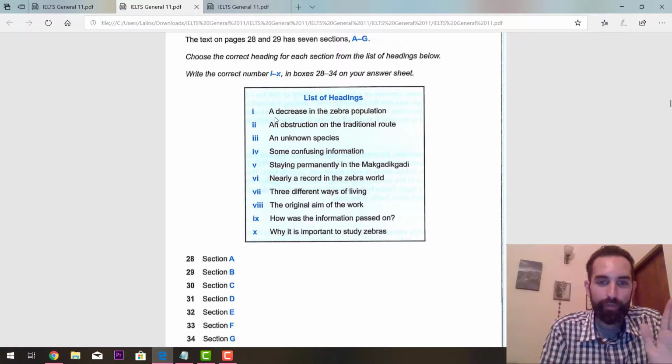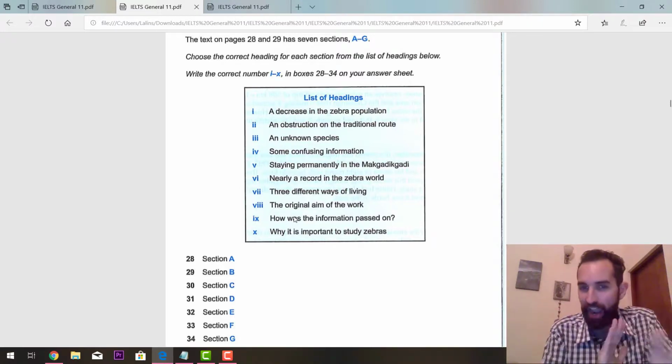Yeah, because we've already, it's not a decrease in the zebra population. 2 is taken. It's not an unknown species. Confusing information is taken. It's not about staying permanently. That one's taken. Nearly a record is taken. 3 different ways of living. It's definitely not. Original aim of the work is taken.